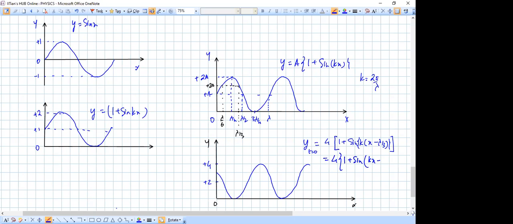Oh, my mistake. This is not correct. This is lambda by 12, so this point will be different. It's pi by 6. Sorry, that point is 30 degrees now. So it is, yeah, pi by 6. So lambda by 12.